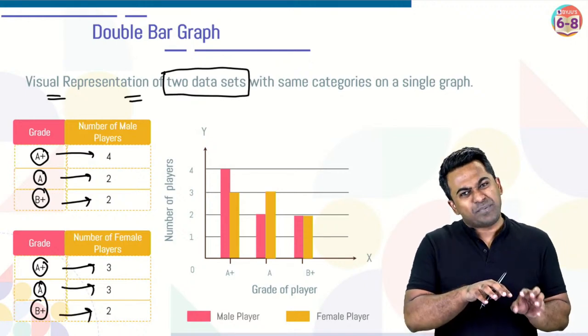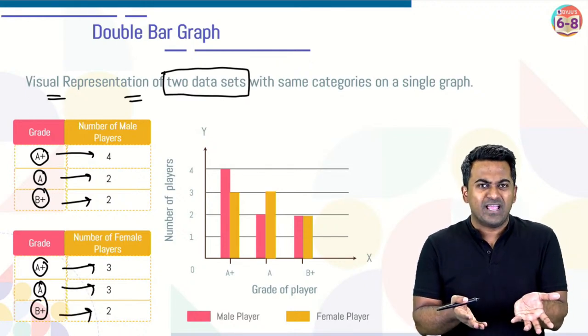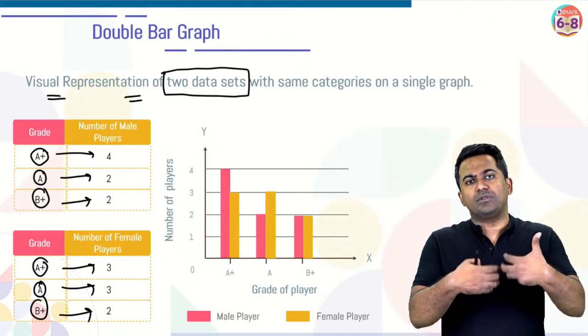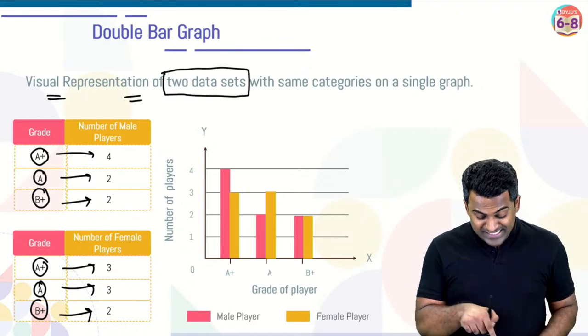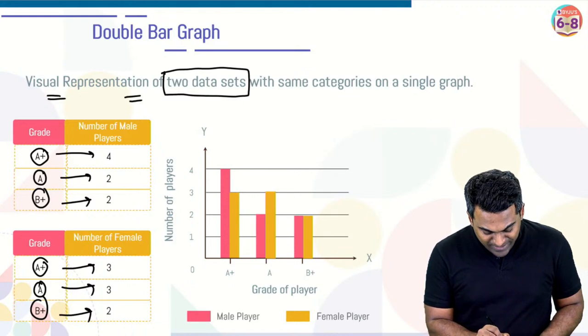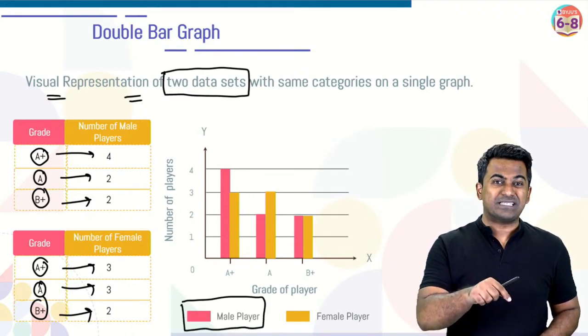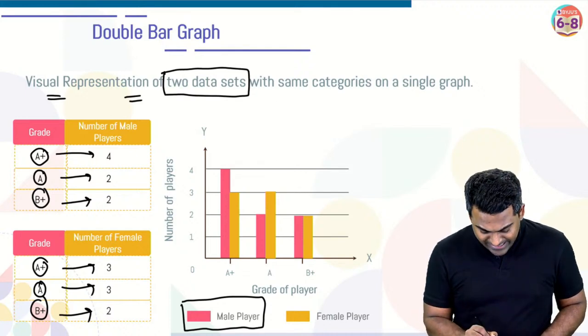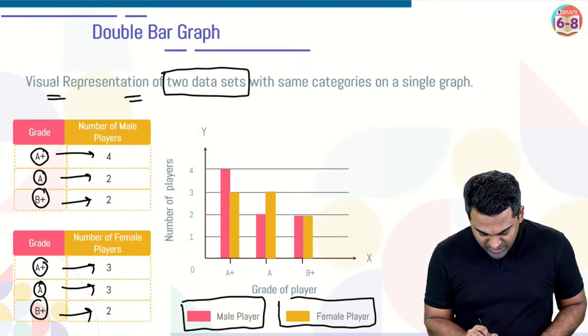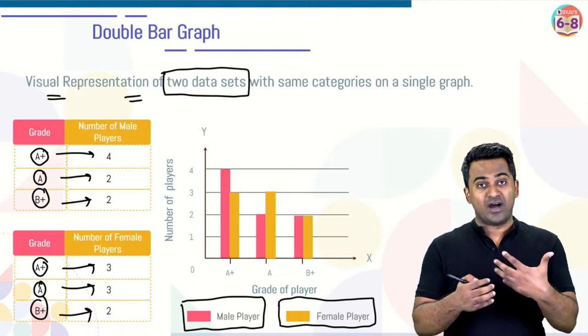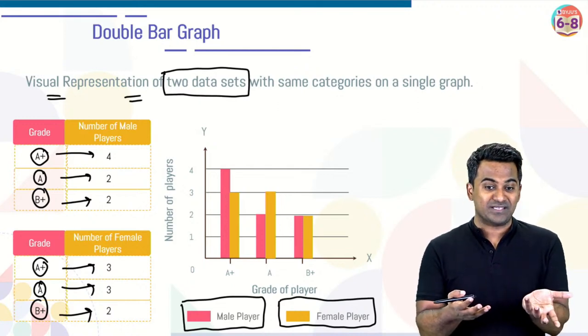So we don't need two bar graphs for that. We can combine these two and put this information in a single bar graph. We just have to make sure we do this. The pink colored bars are going to represent the male players' data, and the yellowish mustard colored bars are going to represent the female players' data. That's all.